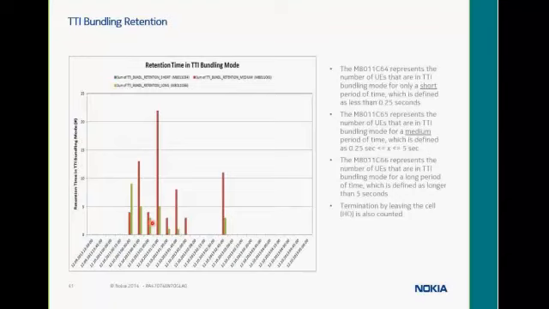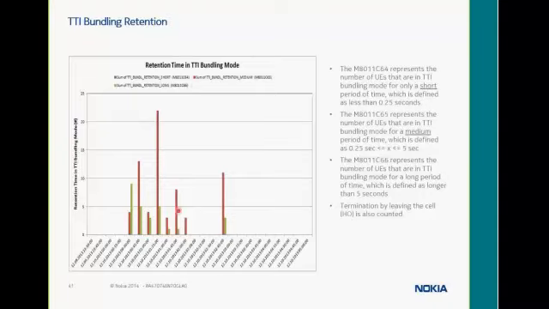So looking at retention time, same particular one. Now we're looking at how many subscribers were in medium. We really don't see any short retention time here, unfortunately. The blue, which isn't visible. The medium is red. So most of our subscribers stayed in medium, but then there were a few subscribers that actually stayed in TTI bundling mode for a long time, for longer than 5 seconds.